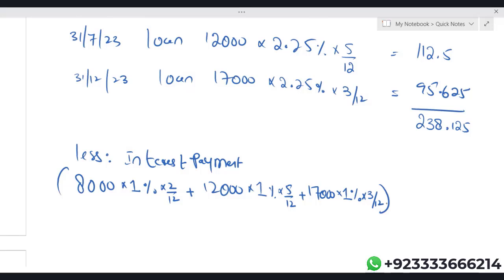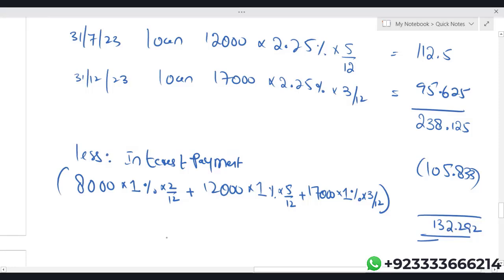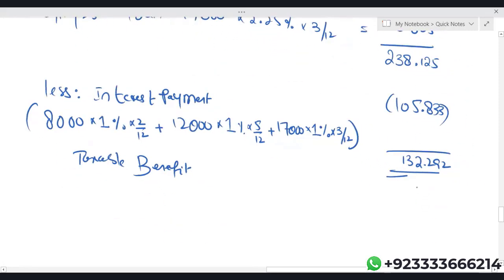8,000. Okay, I want at least one student to use the calculator. Please, at least one student should use the calculator. I'm getting 105.83, but I want, please, is it accurate, inaccurate, what it is? 238.125 minus 105.833. I'm getting a taxable benefit of 132.292. Okay, it's perfect. Or you can just write 132.